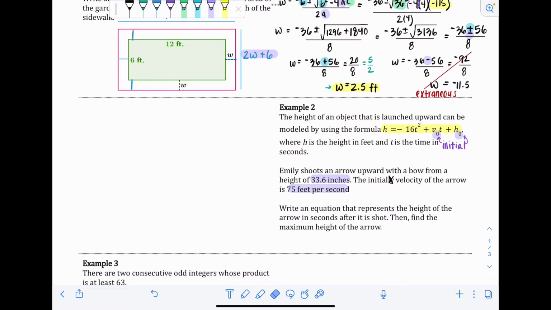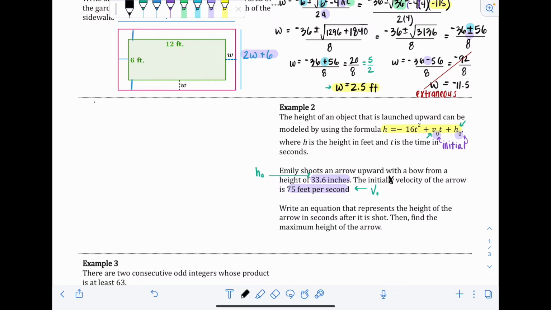Okay, so I'm going to go back to the second paragraph. It says that she shoots an arrow upward with a bow from a height of 33.6 inches. So that 33.6 is not just h, like regular h, it's our initial height where she's shooting the bow from. So it would go in for the h with the little 0 next to it right here. And then the initial velocity of the arrow is 75 feet per second, so that's our v with a little 0, the initial velocity. So we'll put that in right here. And then the regular h, without the subscript, and the regular t just stay as is in the formula.